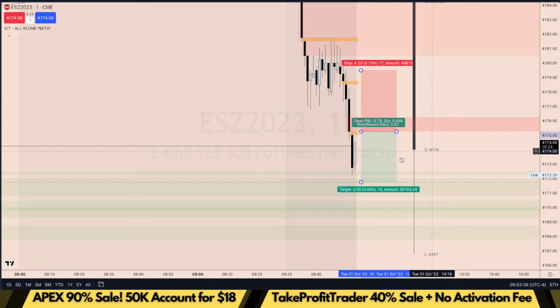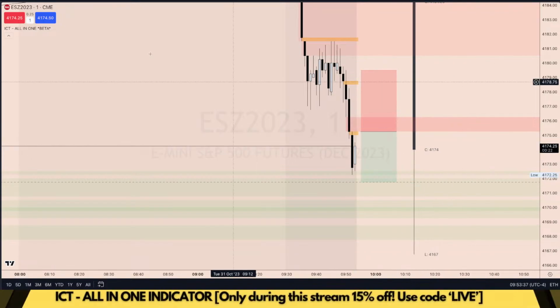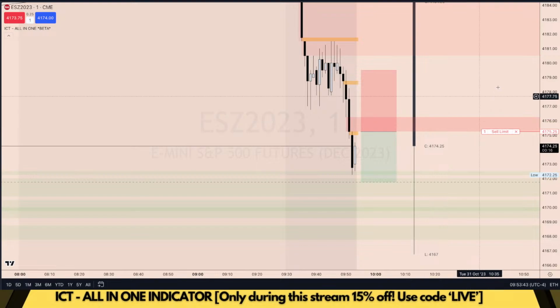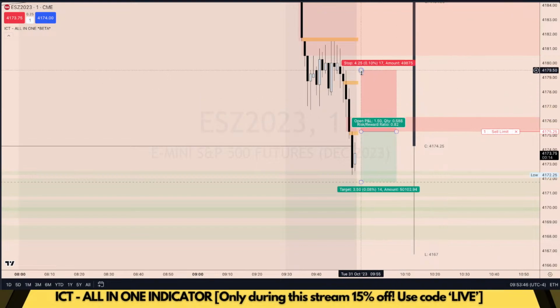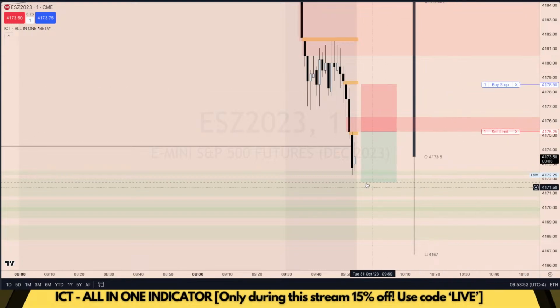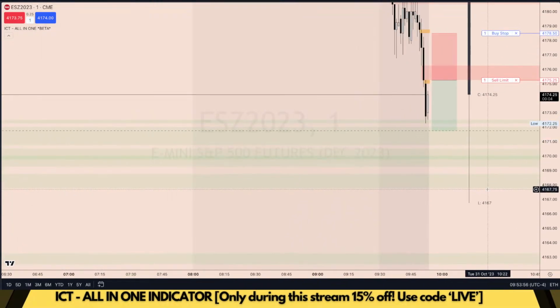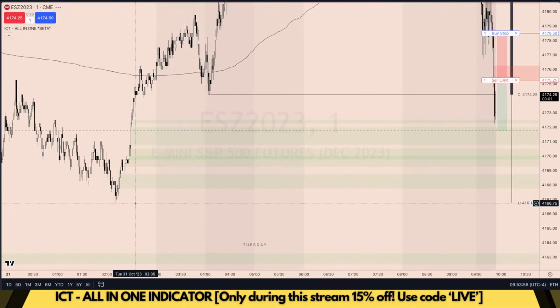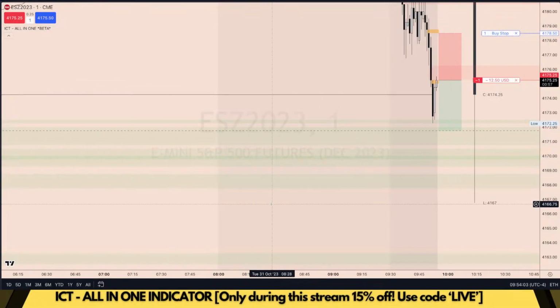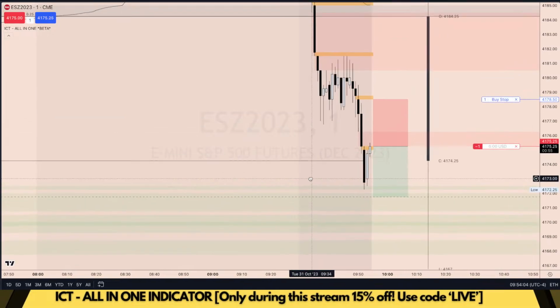For a little small scalp. Bearish fair value gap paired with a volume imbalance. My stop loss is going to be 1 tick above this high. Targeting the low of the day, which comes in at 220. All right, we're filled. Let's see how we go here.